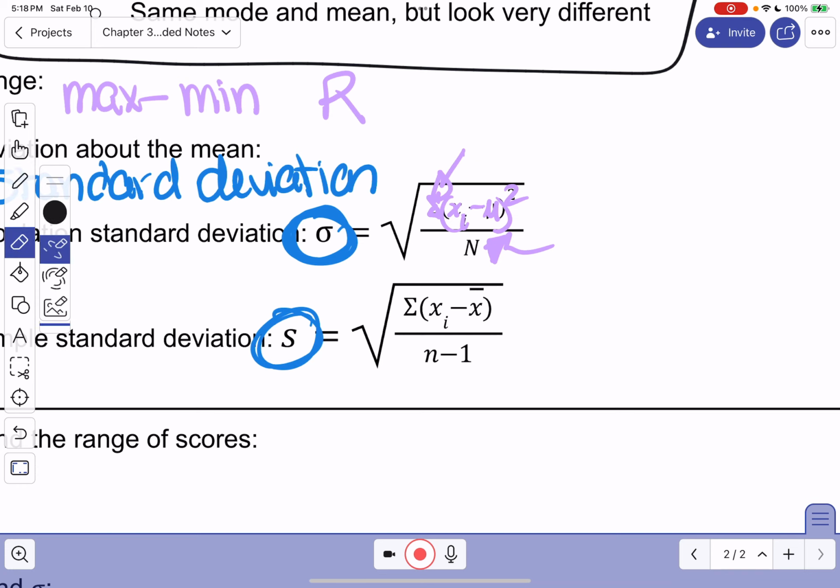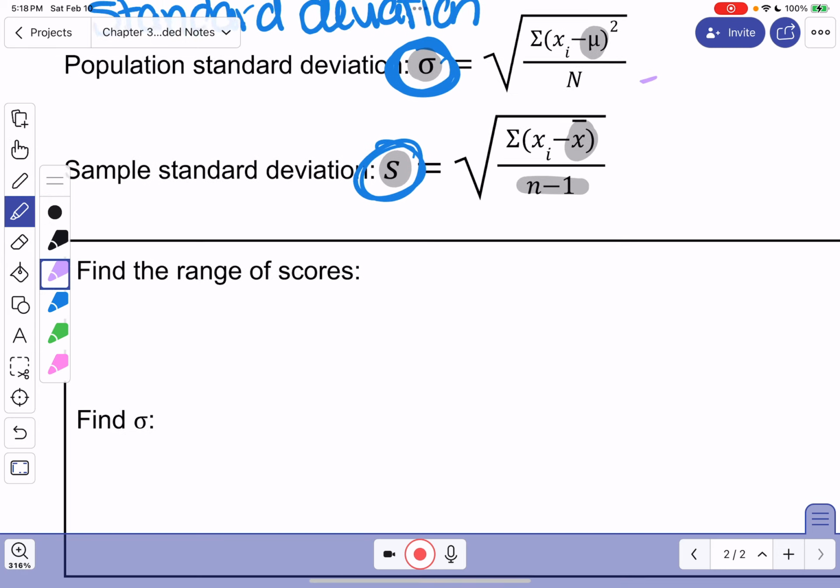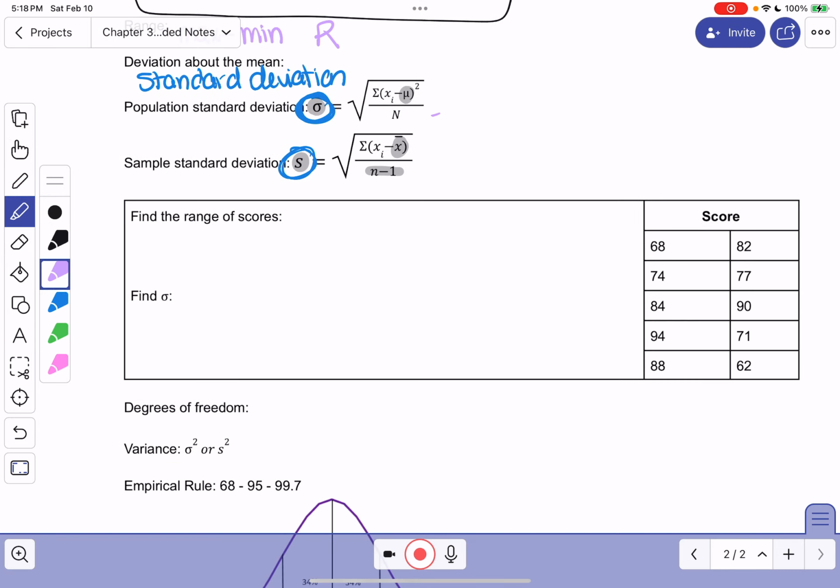I just wanted you to see what those formulas looked like. The difference is that population deviation uses the population mean, sample deviation uses the sample mean, and degrees of freedom, which we'll talk about in a second. So using this data set, let's find the range.